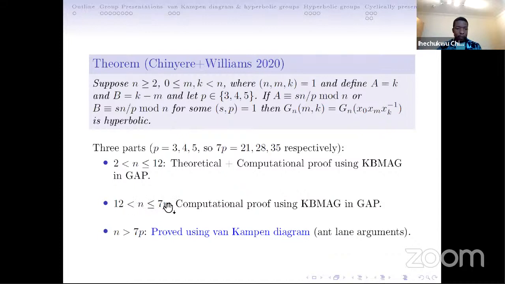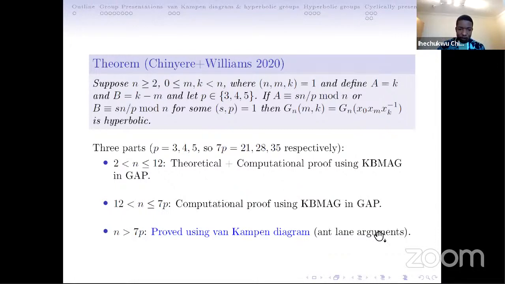Between 12 and 7p, these are all hyperbolic. I should have said this in the slide. These are hyperbolic, but it was proved computationally using computational software, Magma. And the case that I'm really interested in is the case where n is greater than 7p. So 7p will be 21 when p is 3, and 28, 35. And this is a theoretical proof using Van Kampen diagrams, and in fact, something that I call the ant-lane arguments.